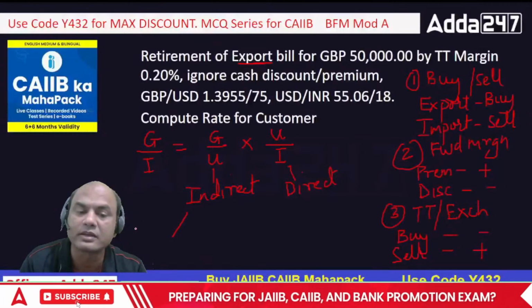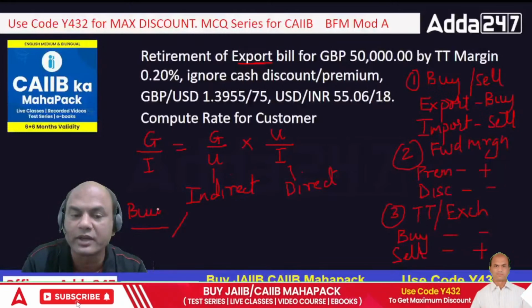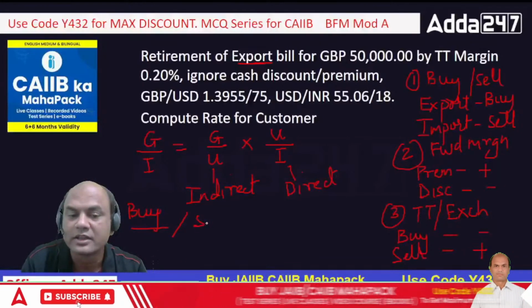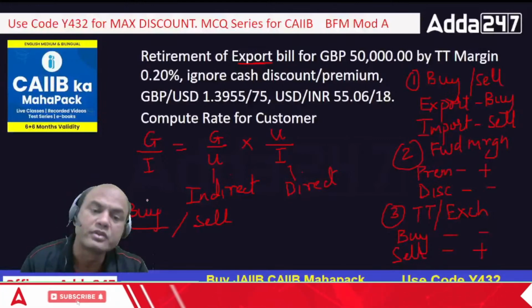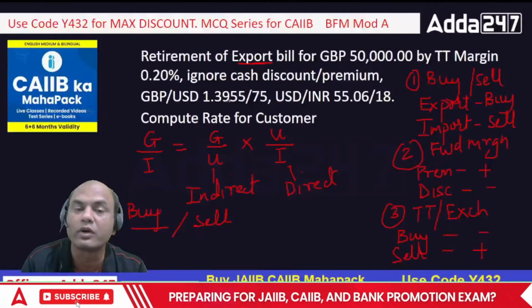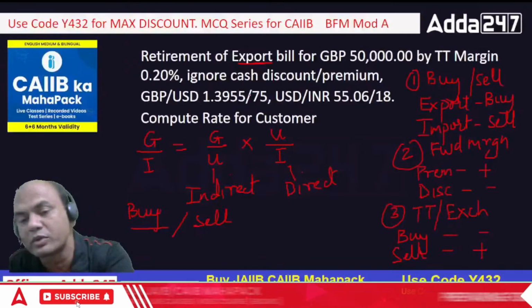Whenever there is an oblique, the left side is always buy, and right side is always sell. Got it? So left side is buy. So I'll use 1.3955. Let me go to the next page.